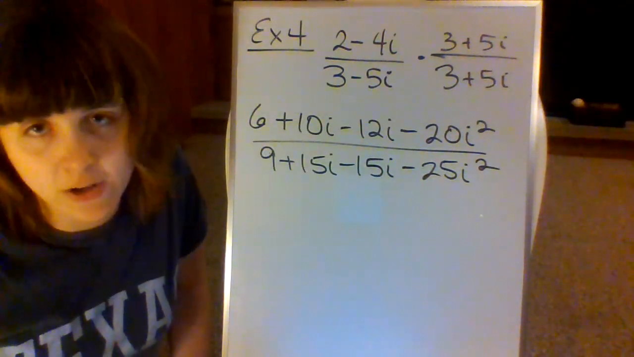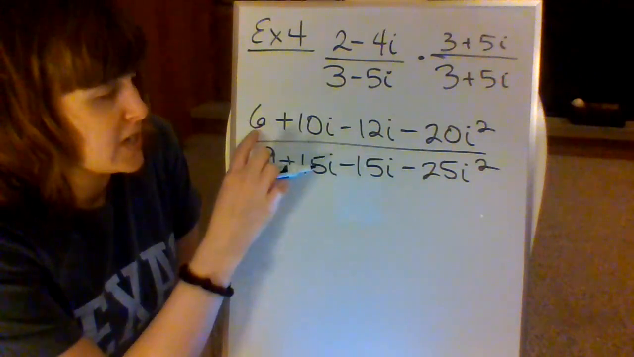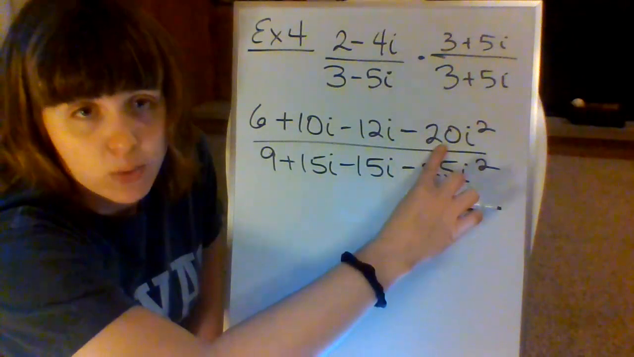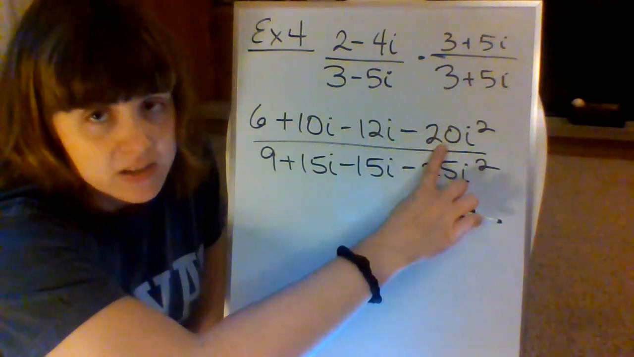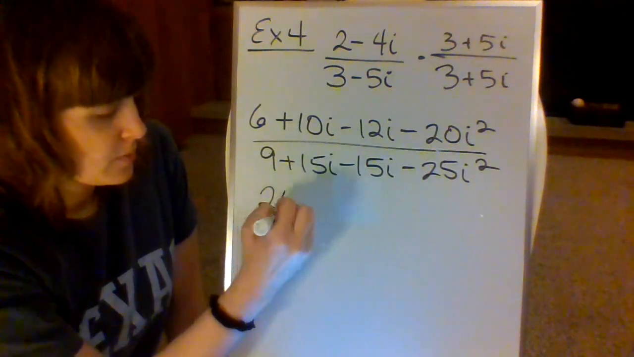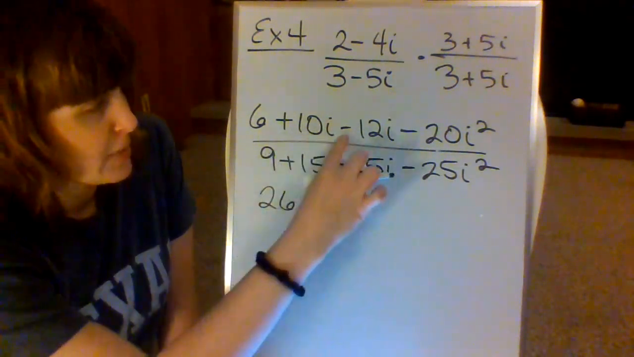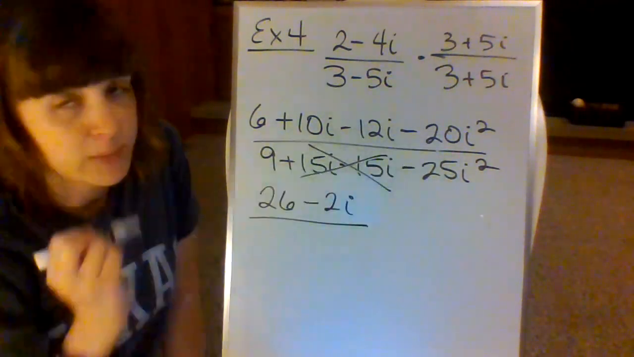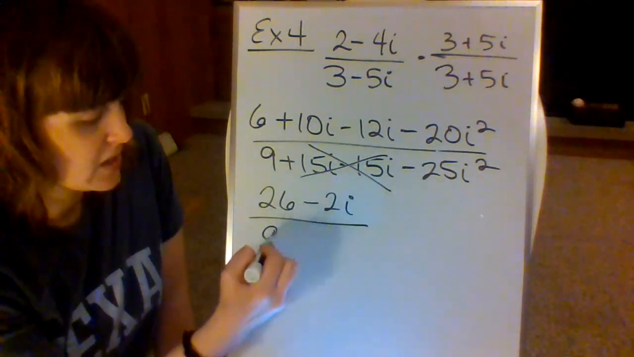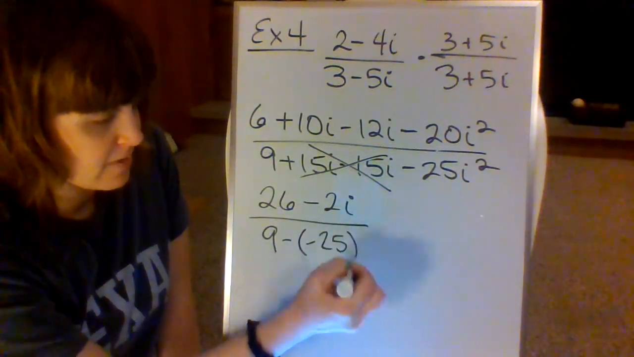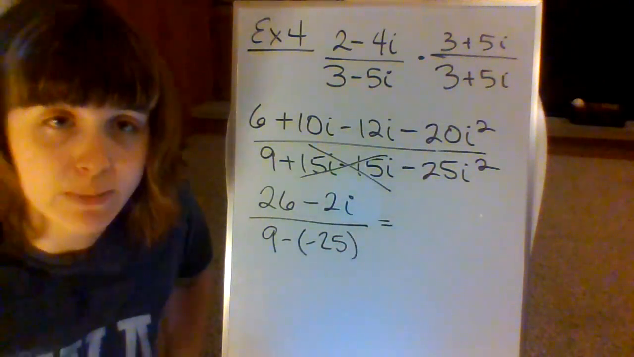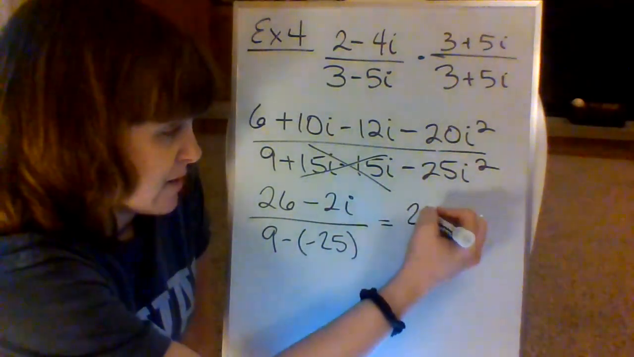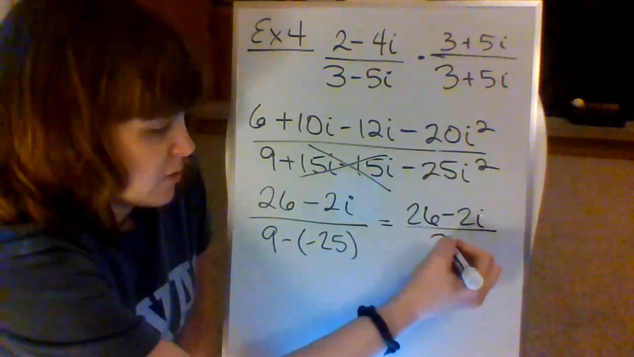Alright, so now all that's left is to simplify. So 6 minus, this is going to become negative 20. So 6 minus negative 20 would be 6 plus 20, which is 26. Okay, now 10 minus 12, that would make minus 2i. The middle parts on the bottom are going to cancel out, and we have 9 minus negative 25. So that'd be like 9 plus 25, and 9 plus 25 is 34. So we have (26 minus 2i) over 34.